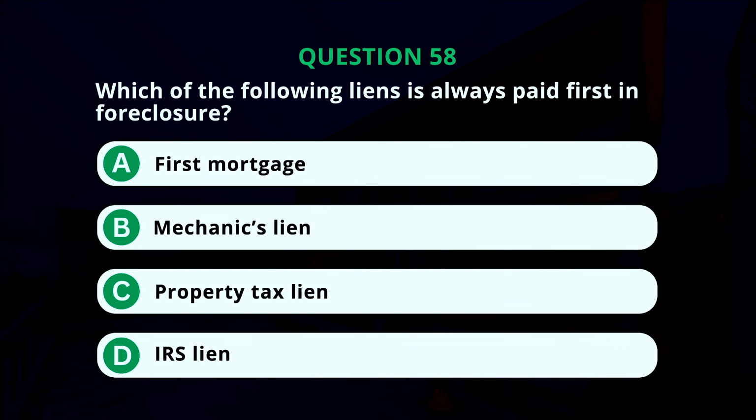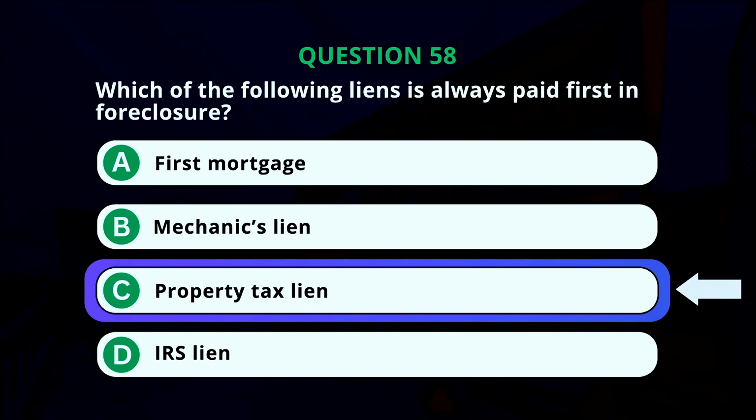Question number 58. Which of the following liens is always paid first in foreclosure? Letter A, first mortgage. Letter B, mechanic's lien. Letter C, property tax lien. Letter D, IRS lien. And the answer? Letter C, property tax liens.